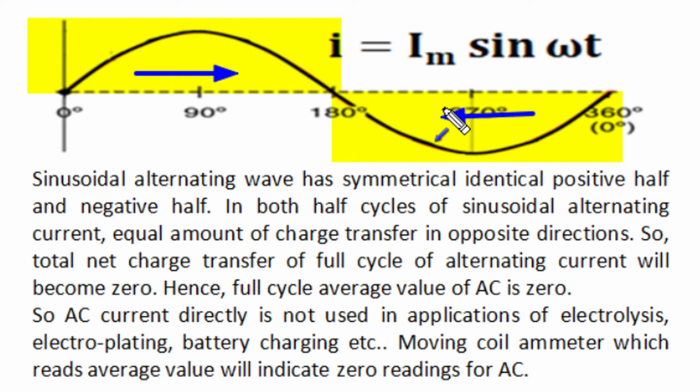So by that fact, alternating current directly is not used in all those applications which involve charge transfer in their action, such as electrolysis, electroplating, battery charging. We use in our measurement moving coil ammeter, which measures direct current with great sensitivity and precision. Now these moving coil ammeters, when measuring the full cycle average value of sinusoidal alternating current, get zero. So the reading given by such a moving coil ammeter for alternating current is always zero.